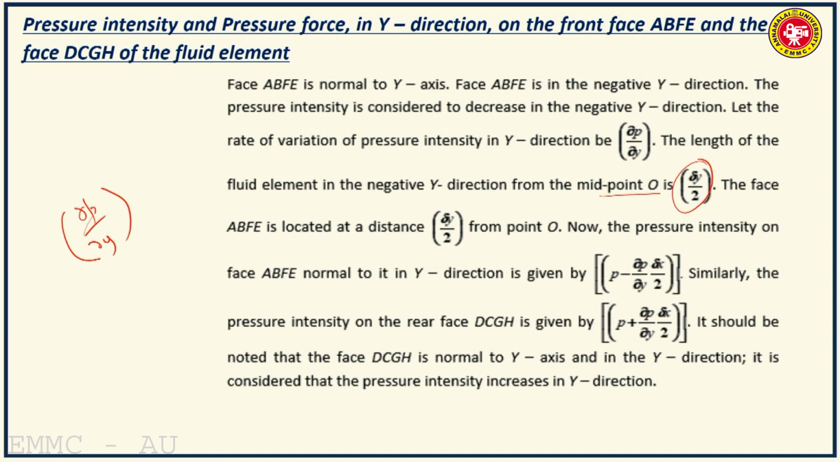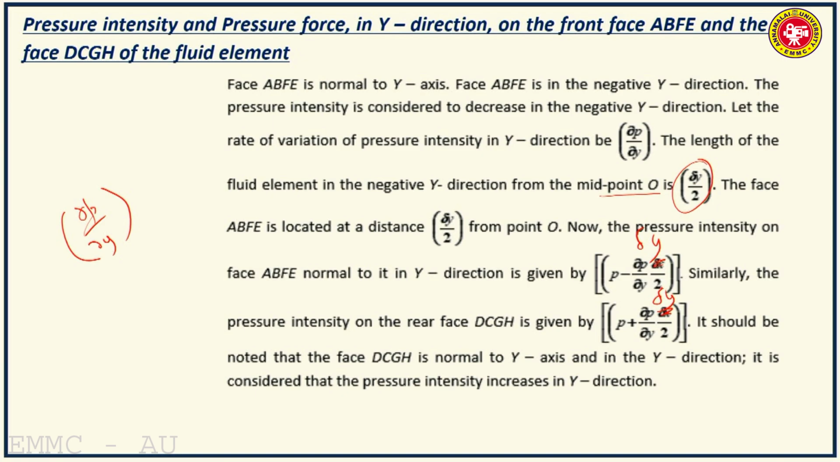The pressure intensity is P minus dou P by dou Y into delta X by 2. Sorry, this is delta Y by 2, not delta X. Similarly, this is also delta Y, not delta X. So, kindly make this change, there is a typographical error here. So, the face ABFE is located at a distance delta Y by 2 from point O.